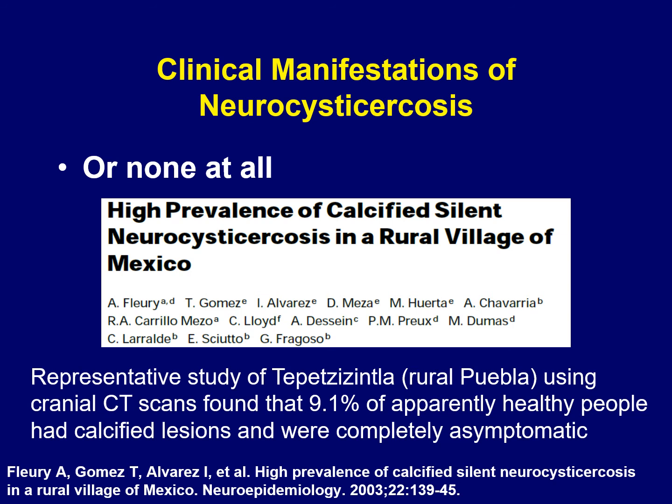This was a study done in a rural village in Mexico, Tepezcintla, in rural Puebla, and they did CT scans at a population level in this population-based study. They found that 9% of apparently healthy people who never had neurological symptoms actually had these calcified lesions, which is evidence that they at one point had live neurocysticercosis cysts in their central nervous system.